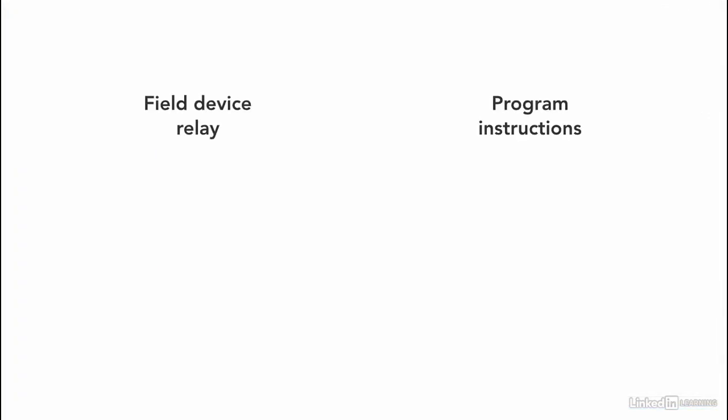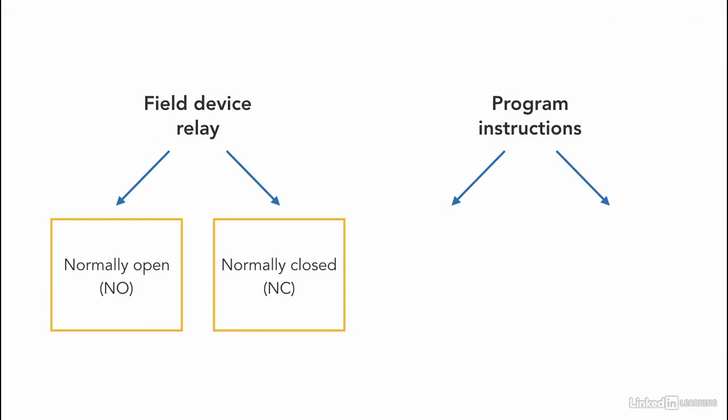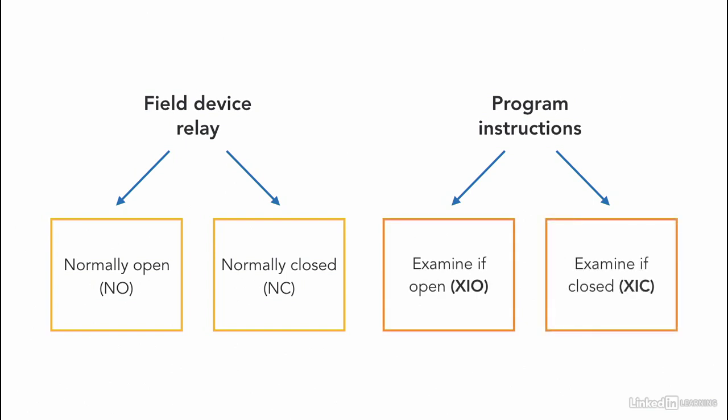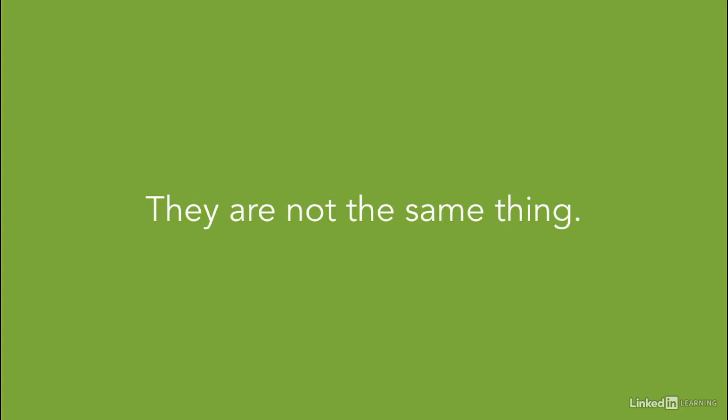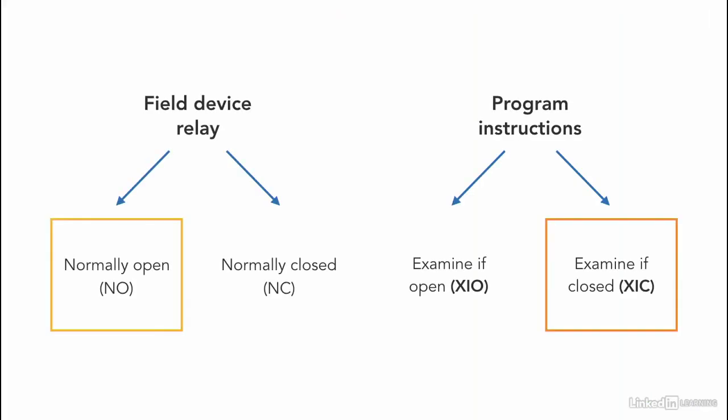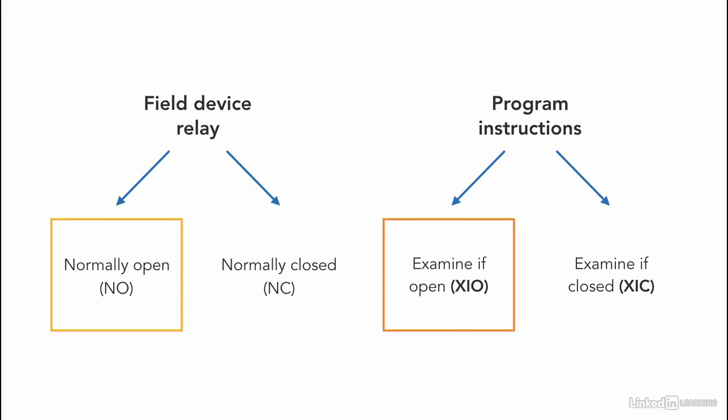So, for the field devices contact, we have normally open and normally closed contacts. And within the software, the program instructions, we have examine if open and examine if closed. Note that they are not the same thing. You could have a normally open contact with an XIC instruction or with an XIO instruction, depending on the logic.